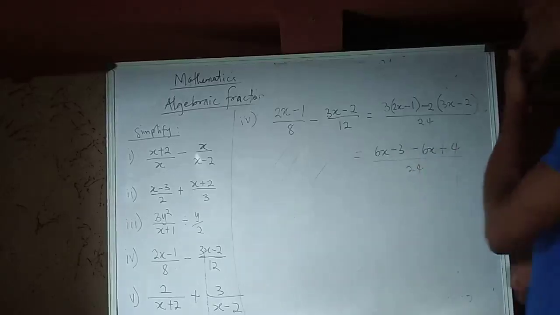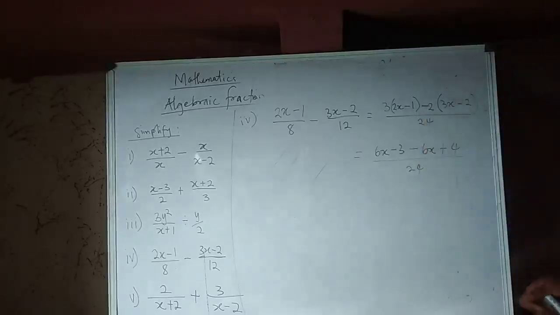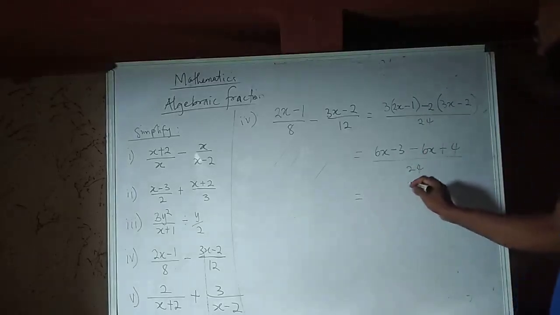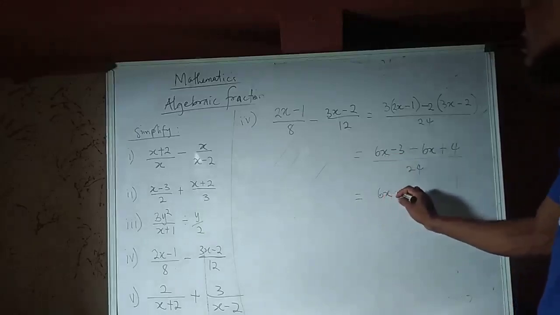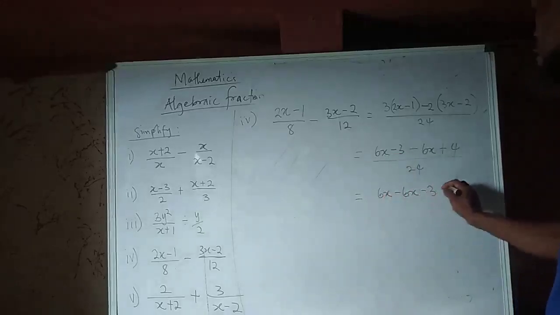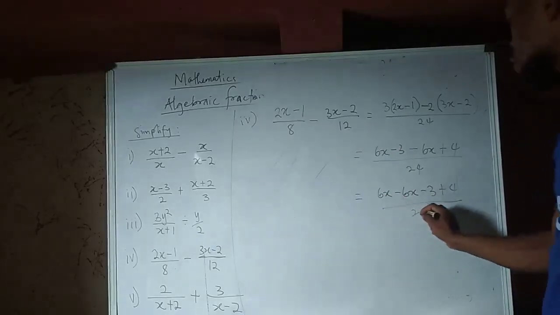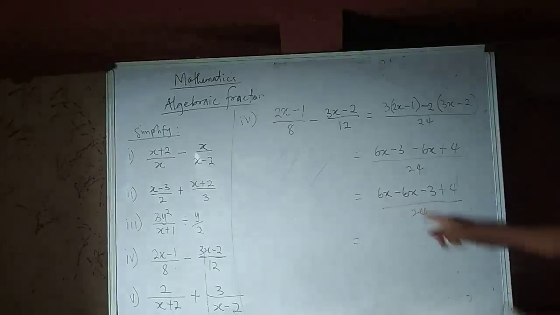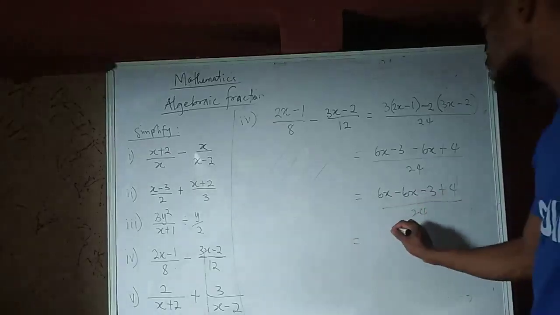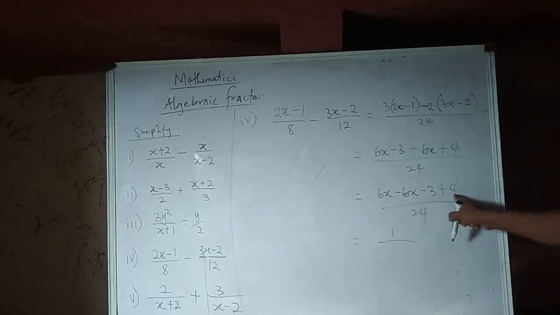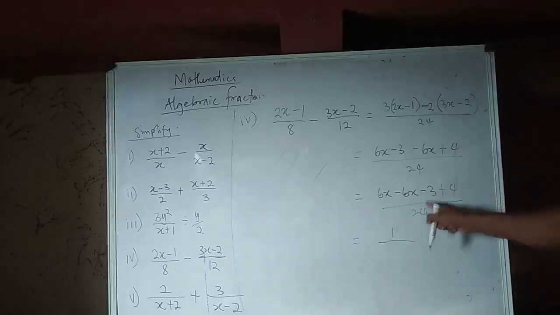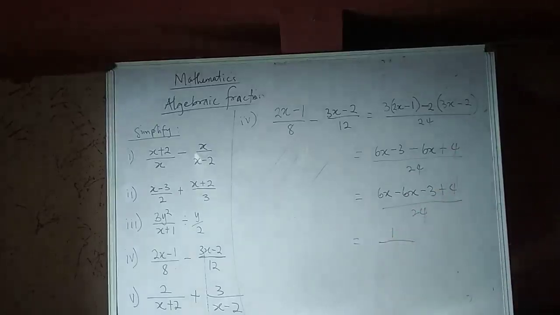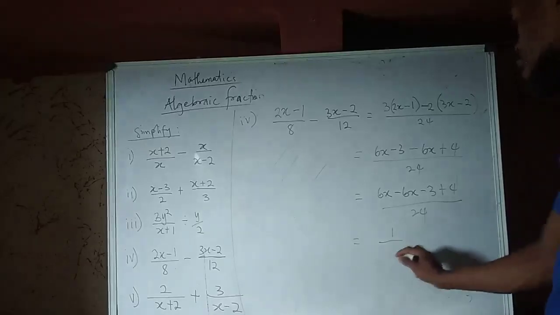Okay, I hope I have not made any mistake anywhere. Let's collect like terms at this point. We rearrange it as 6x minus 6x minus 3 plus 4 all over 24. So 6x minus 6x gives us 0. Then minus 3 plus 4 is going to be 1, because this is like saying 4 minus 3. The positive sign is bigger than the negative sign, so the answer is going to be positive. 1 all over 24.